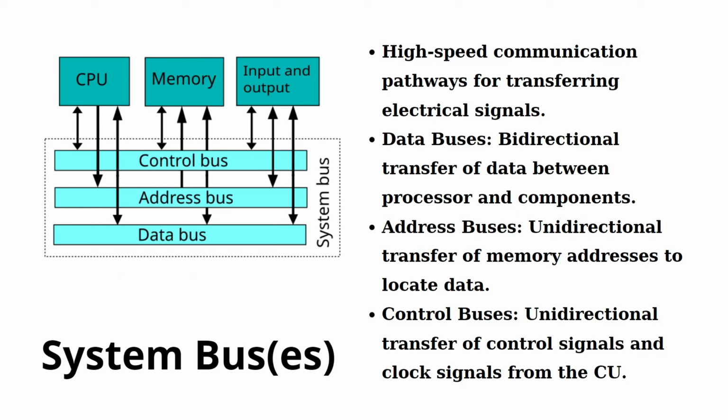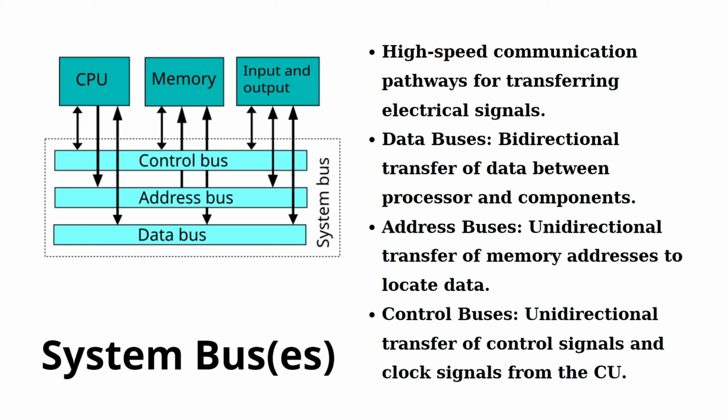A bus in computer engineering refers to a high-speed communication pathway used to transfer electrical signals. These pathways are often bundled together and can transmit signals either in parallel, multiple signals simultaneously, or in serial, one signal at a time. Buses are categorized into three main types based on their functions.